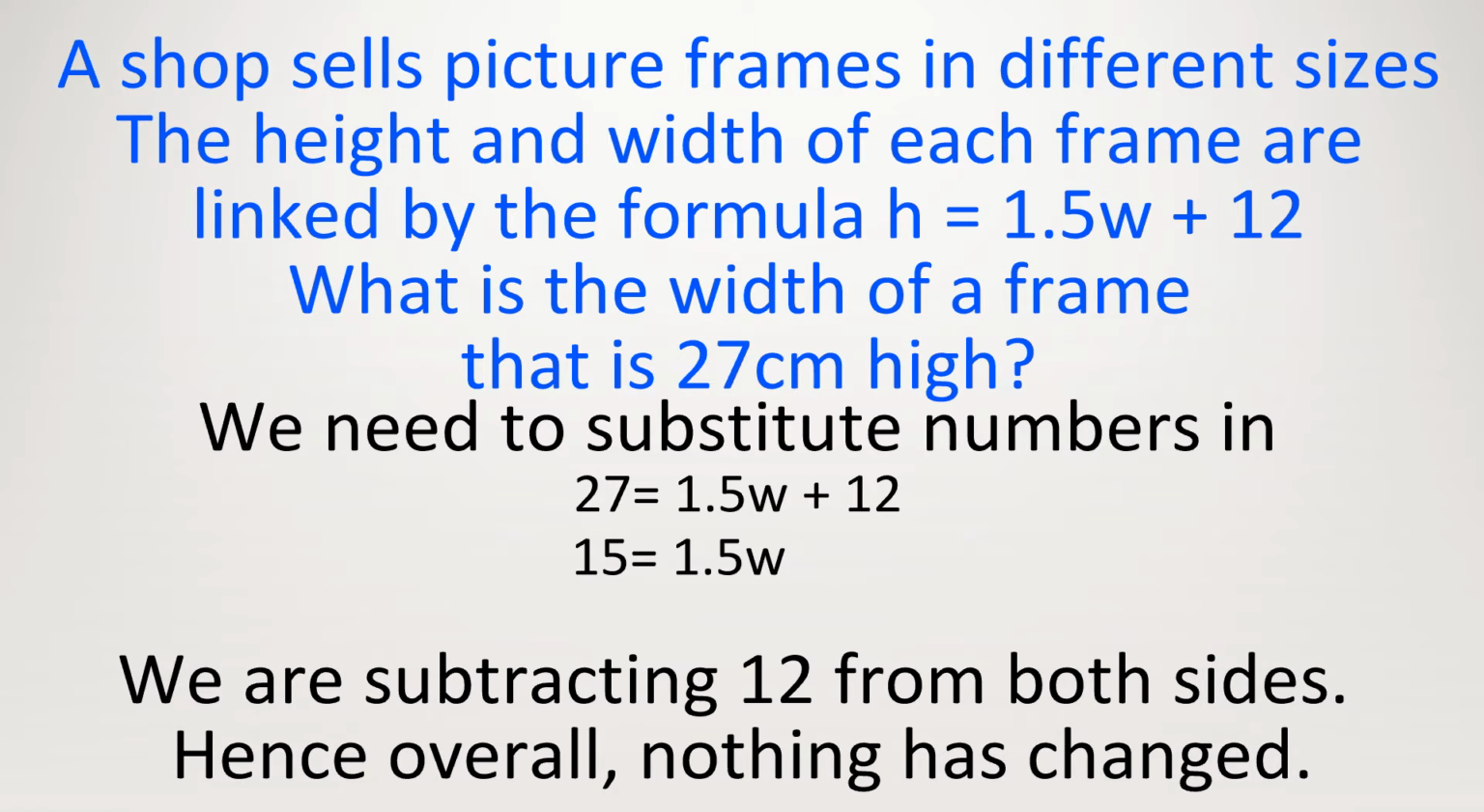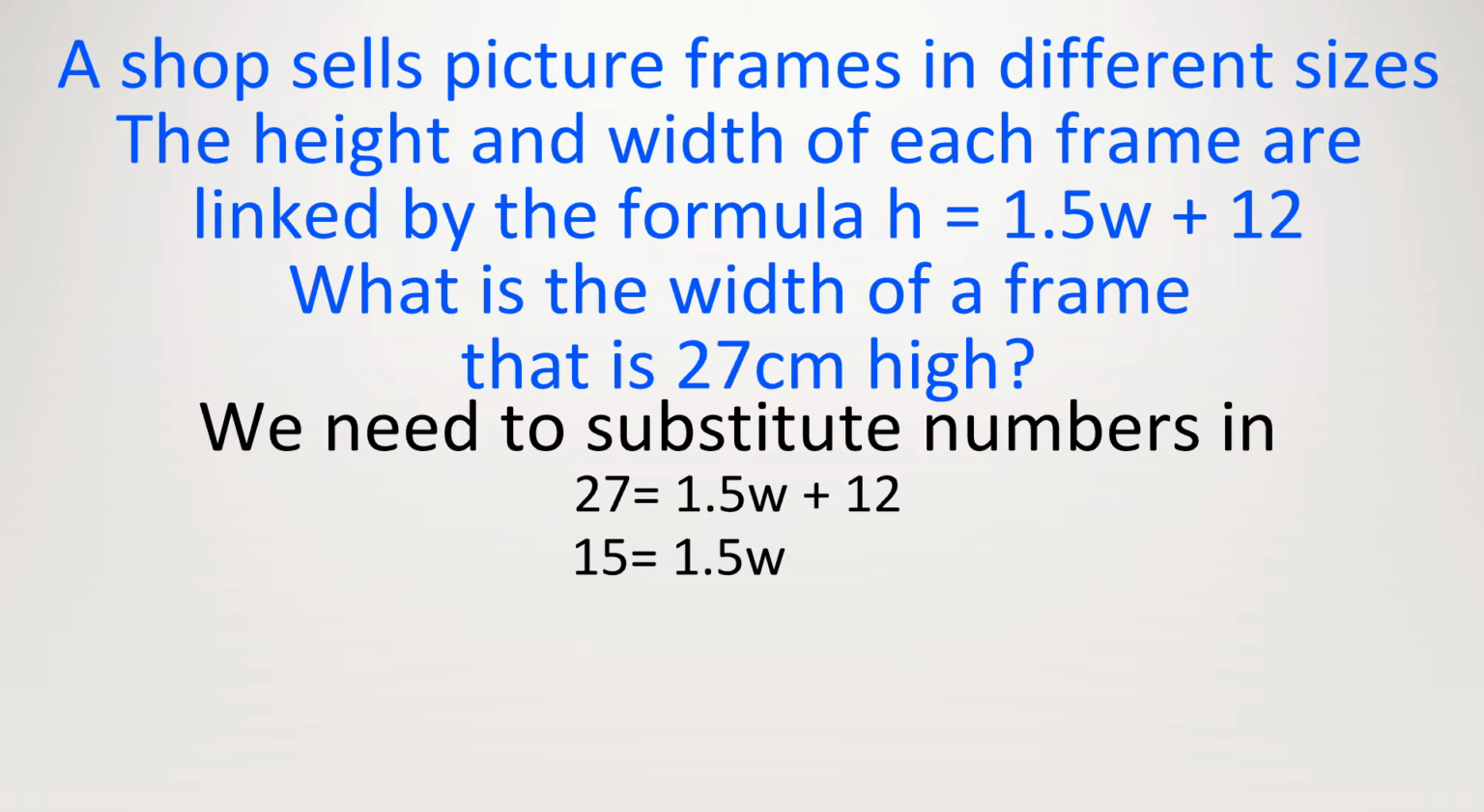This is the second line. 15 equals 1.5 W. This means 1.5 times W, so we do the opposite. How do you move timesing by 1.5 from the right to the left? We do the opposite, which is dividing by 1.5. Hence, 15 divided by 1.5 is equal to 10. So, the width is equal to 10.